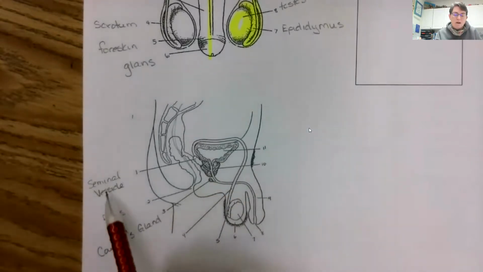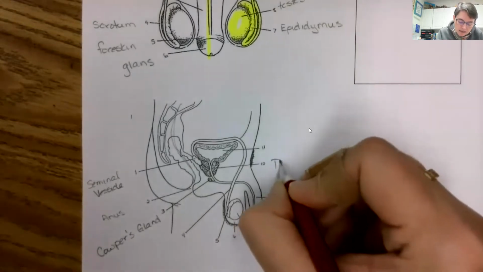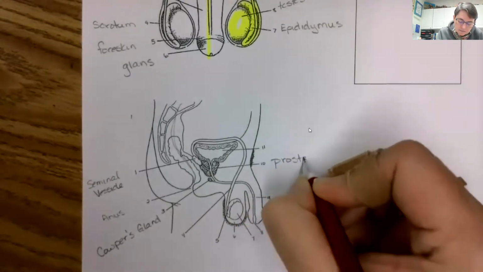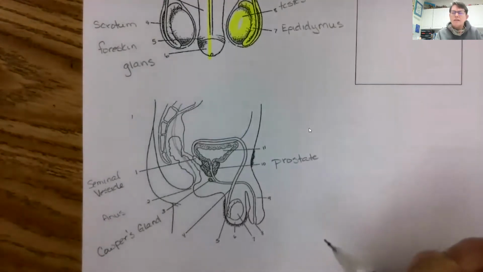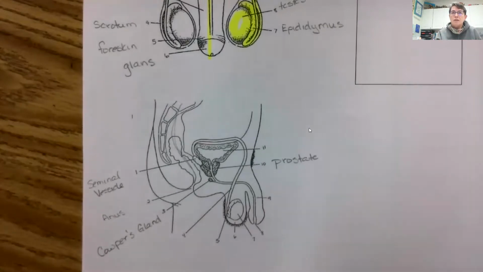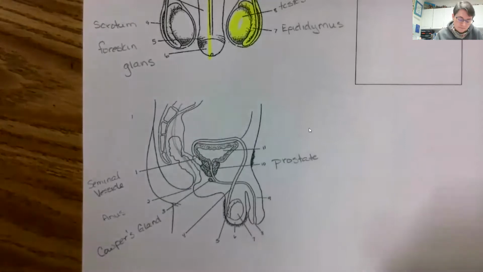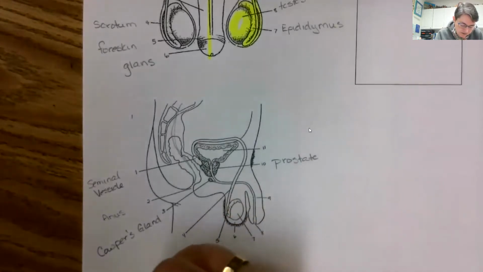And it works along with the seminal vesicle, the Cowper's gland, and actually number 10, the prostate, all to add liquids to the sperm to make semen. Number 4, that is the vas deferens.